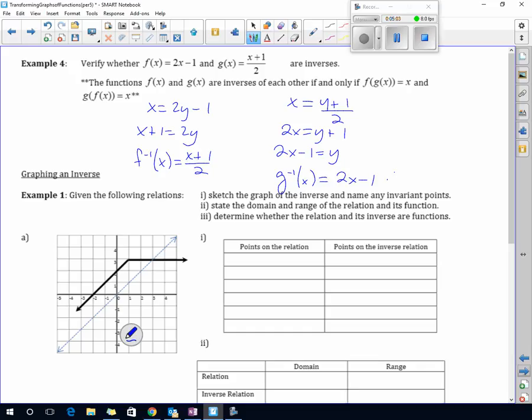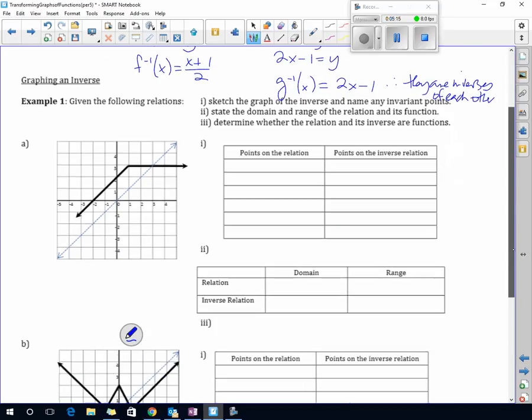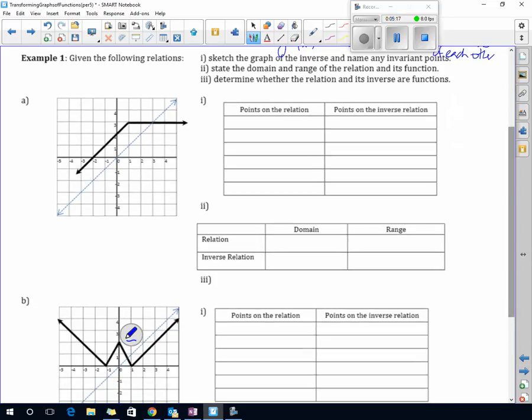When graphing an inverse, we've already learned that they are mirror images in the y equals x line. So what you can do is take some critical points that are on the graph, for instance, those 3 on the relation. So let's point -2, 0, 1, 3, and let's say 3, 3. And the way to find the inverse is you switch the x and the y around.